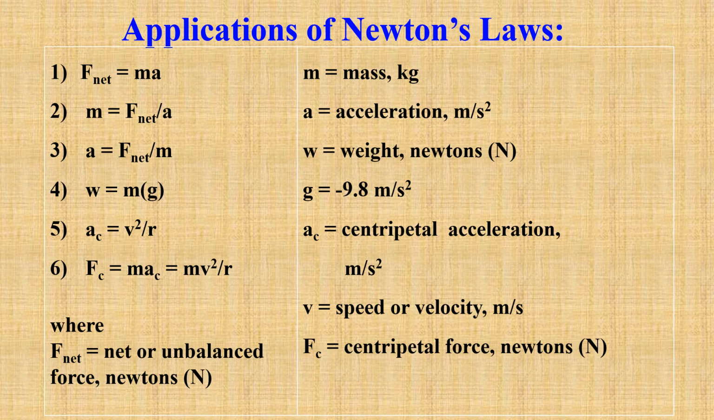Centripetal force Fc equals m times A sub c, which is mv squared over r, where F net is the net or unbalanced force in newtons, and m is the mass in kilograms, A is the acceleration in meters per second squared, W is the weight in newtons, and g is the acceleration due to gravity, negative 9.8 meters per second squared. A sub c is the centripetal acceleration in meters per second squared. v is the speed or velocity in meters per second. And F sub c is centripetal force in newtons.